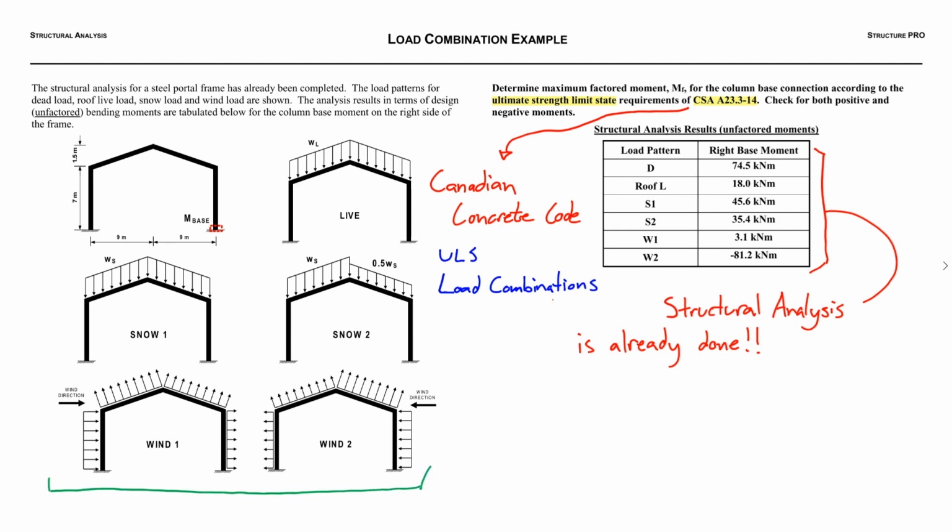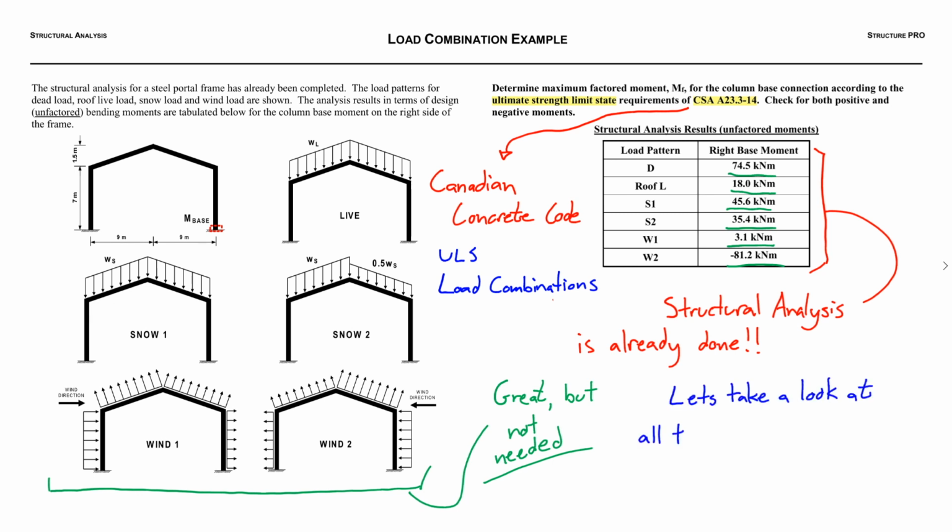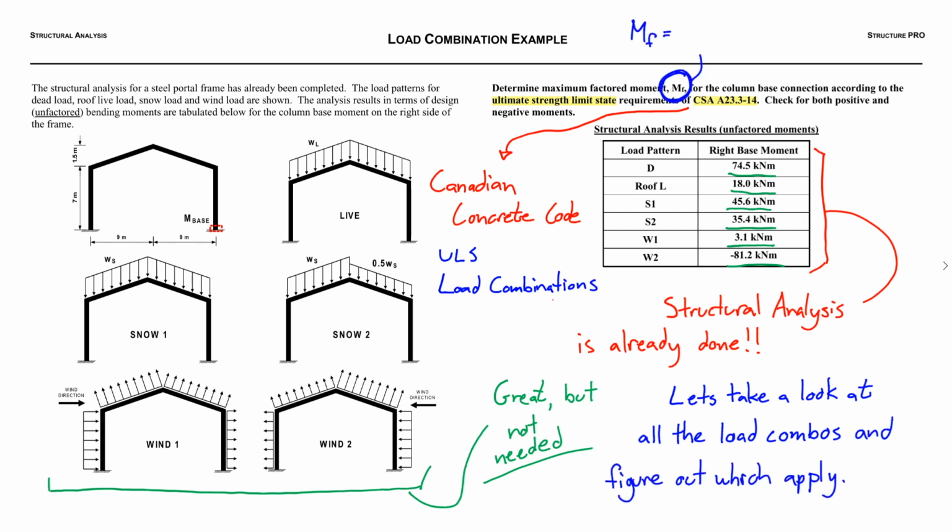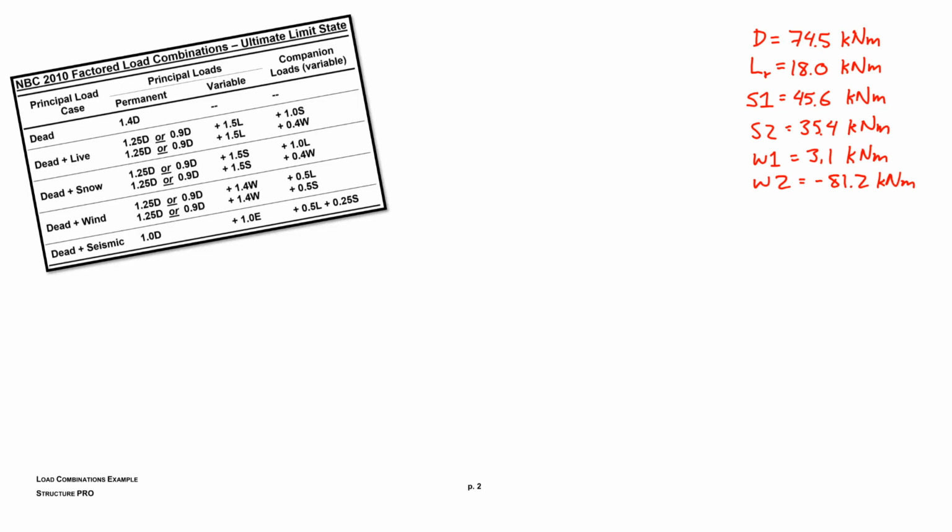In summary, all this stuff on the left, these pictures, they're great, but they're not actually needed to solve the question. All we need is these 6 numbers here. So let's take a look at all the load combinations in chart form and figure out which ones apply, which ones we need to investigate. Let's start by taking a look at the Canadian code load combinations.